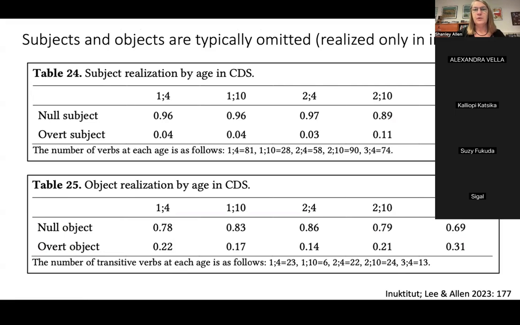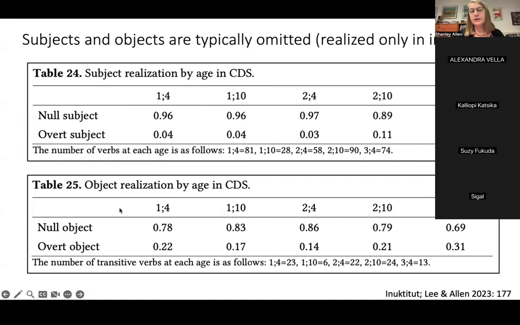And so we wanted to see if that was happening in child-directed speech as well. And indeed, we found that it was the case. You see already by 1 year, 4 months that 96% of the subjects are omitted, and that stays fairly consistent around 90% or higher throughout every age. And you see that that's across quite a large number of verbs, so it's not a trivial coincidental finding, I think.